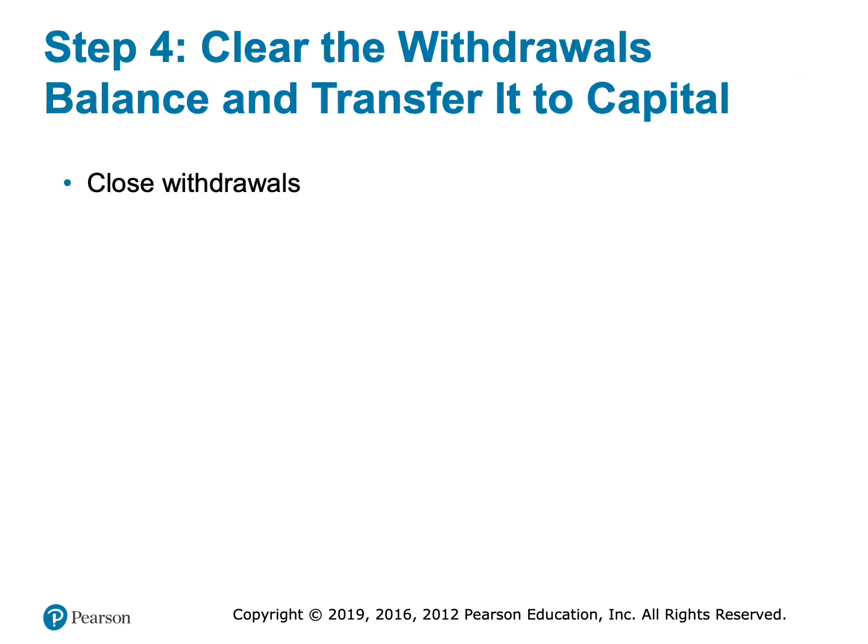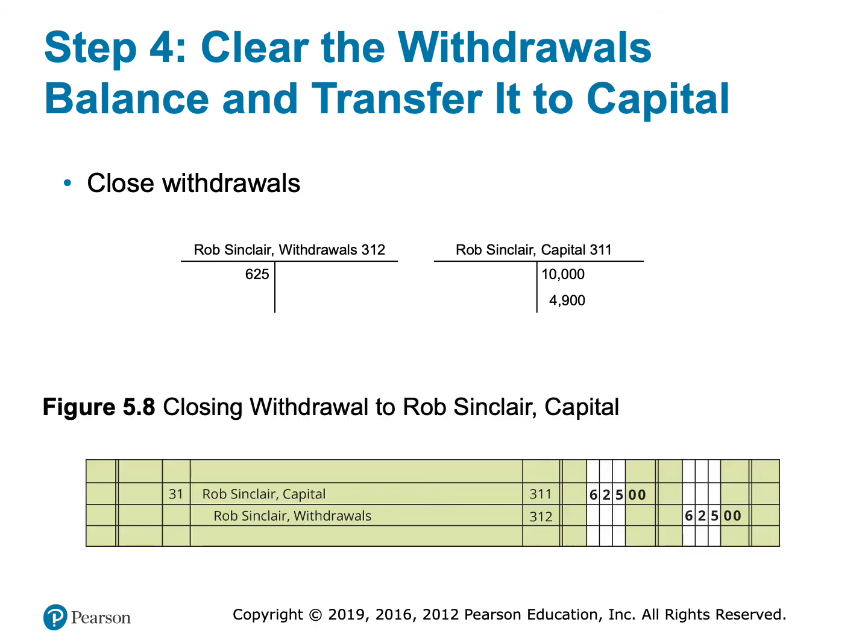Now the last thing I need to do is to close withdrawals. So remember, withdrawals has a $625 debit balance. So to close it, I would want to credit it. If I'm crediting withdrawals, then I have to debit capital. So when I debit capital, I'm actually decreasing the capital account because remember, capital has a normal credit balance. But it makes sense because withdrawals decrease our capital account.